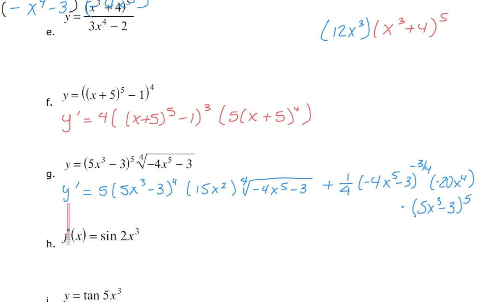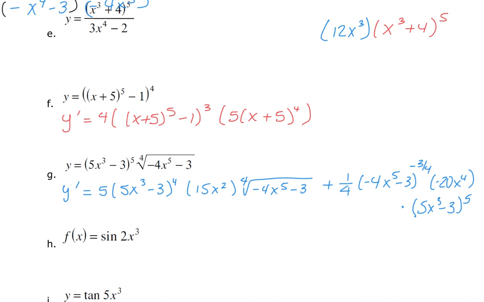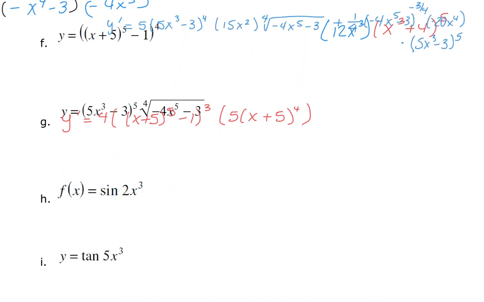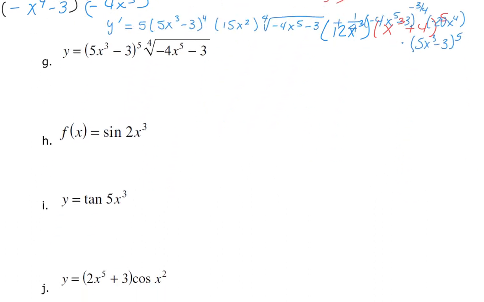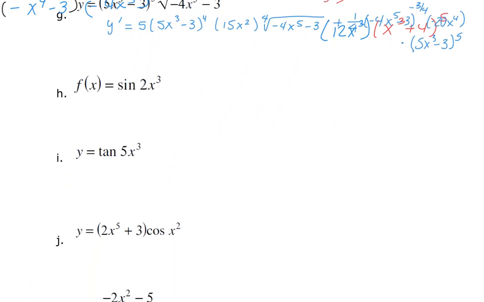And then y prime for g is the derivative of this first function, which is all of this, multiplied by the second function, and then plus the derivative of the second function, which is all of this, multiplied by the first function. Now on h and i, we're going to have something slightly different because we're now introducing trig functions. So let me move this all up out of the way. So now let's look at some trig functions.